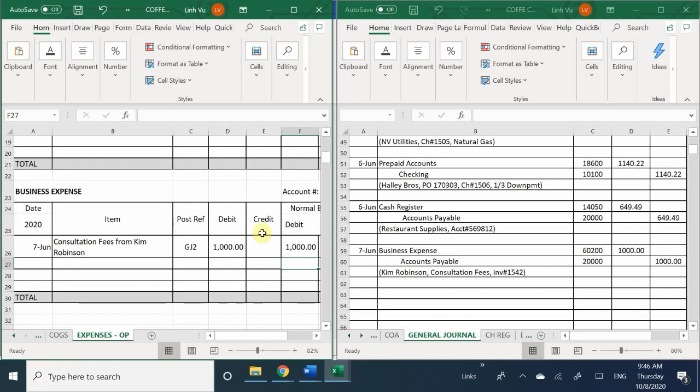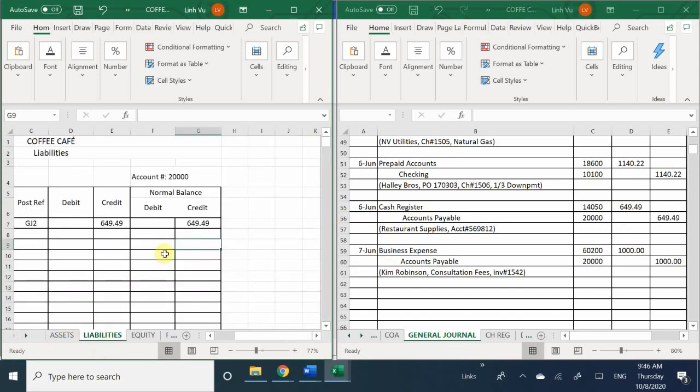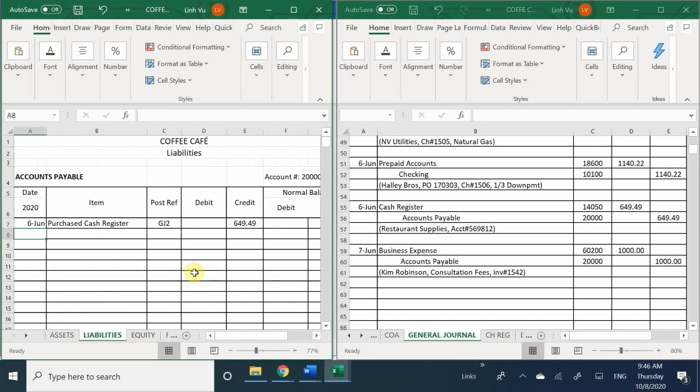And then the second account I have to do is going to be my liability. I have to go to my liabilities. So again, that's page 17 in the Word file. I'm going to indicate here in my accounts payable that I had a consultation fee. So there you go. I'm just going to write Kim Robinson consult fees.